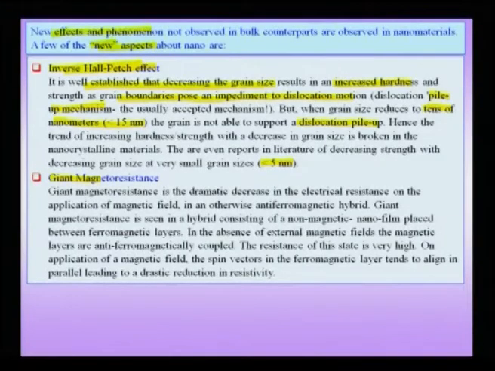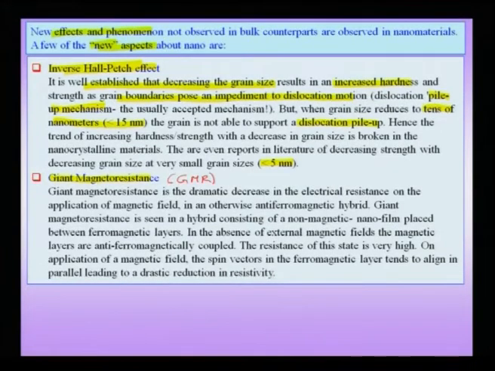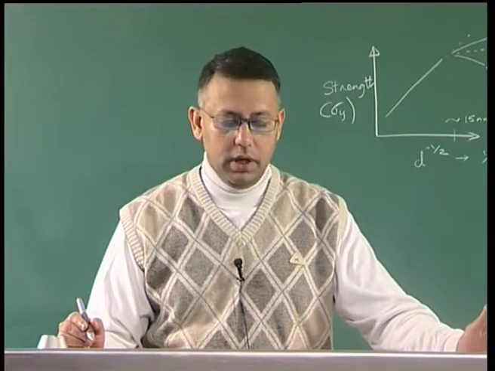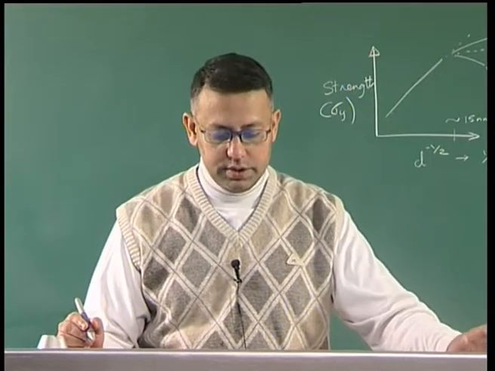The second example we consider is from the world of magnetism, and we take up an effect known as giant magnetoresistance. Typically, the acronym used for this is GMR. Again, like the previous example, there is no bulk counterpart to this, and it is actually found in hybrids at the nanoscale. In normal magnetoresistance, we observe that in the presence of a magnetic field, the resistance increases, while in the absence of a magnetic field, the resistance is a low resistance state.